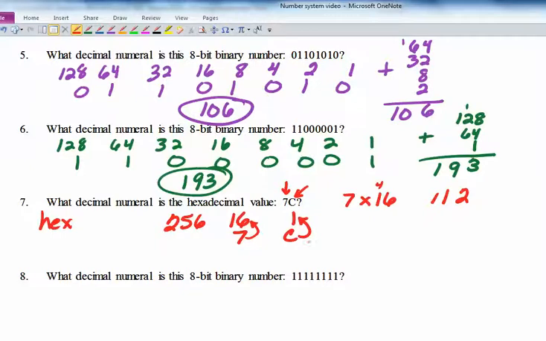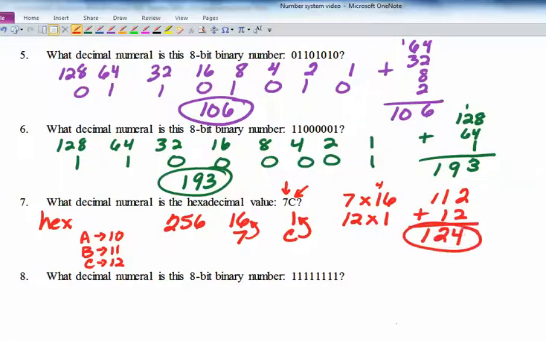Well, what was the letter C? Remember that A was our digit for 10, B for 11. So C is our digit for 12. So this is 12 groups of 1. So our total here, when we add up our number, is 124 for our answer. So 7C in base 16 is equivalent to 124 in decimal.